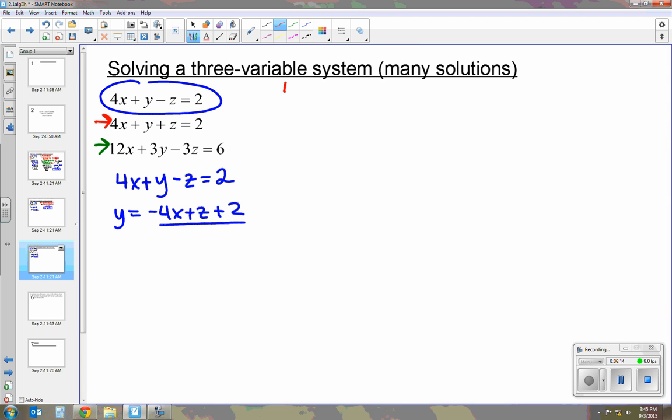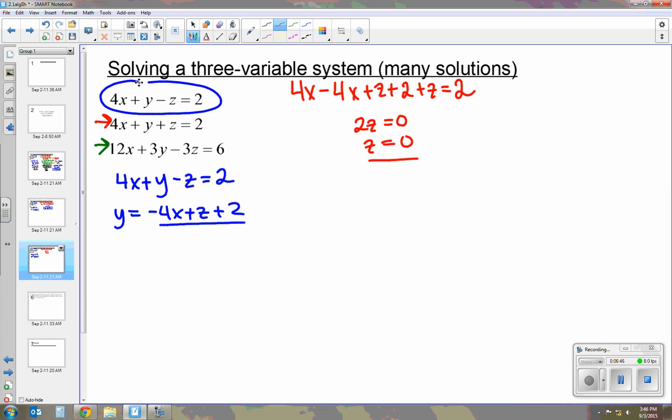So we're going to do 4x plus y, which is a negative 4x, so I can write that down, plus z plus 2, plus z equals 2. Okay, and the x's cancel, and we get z plus z, which is 2z, equals 0, so z will equal 0. And that's okay.